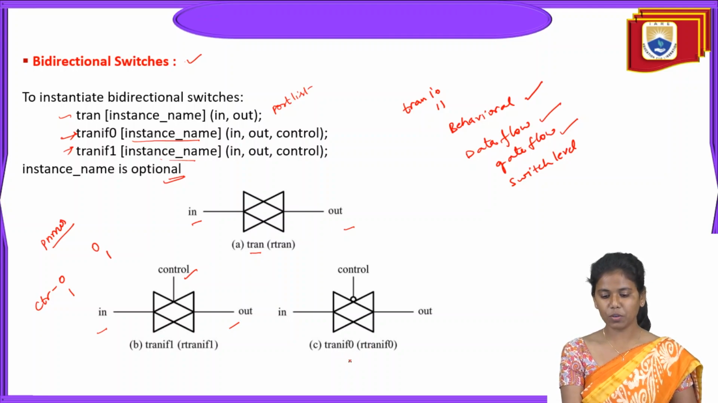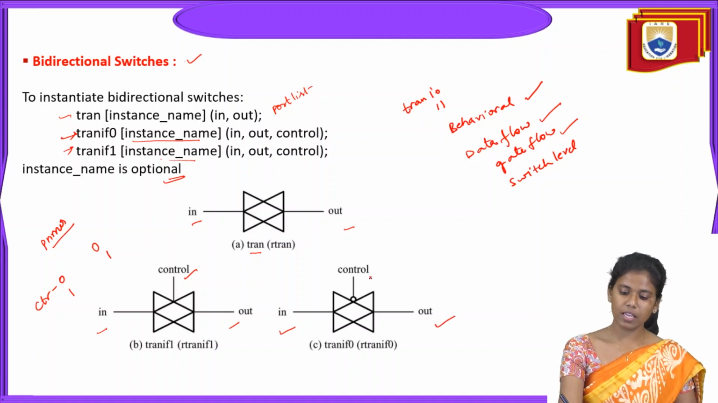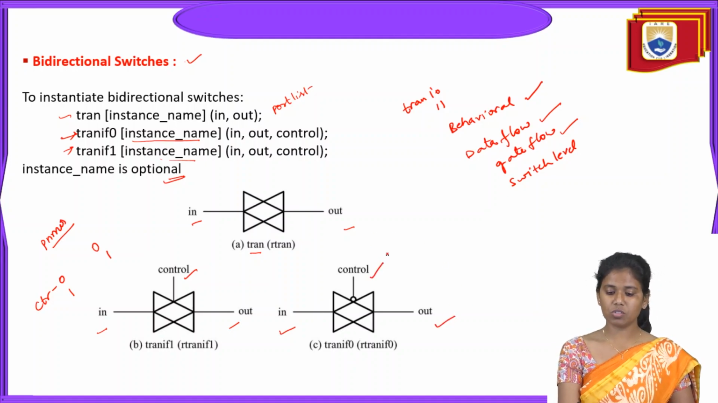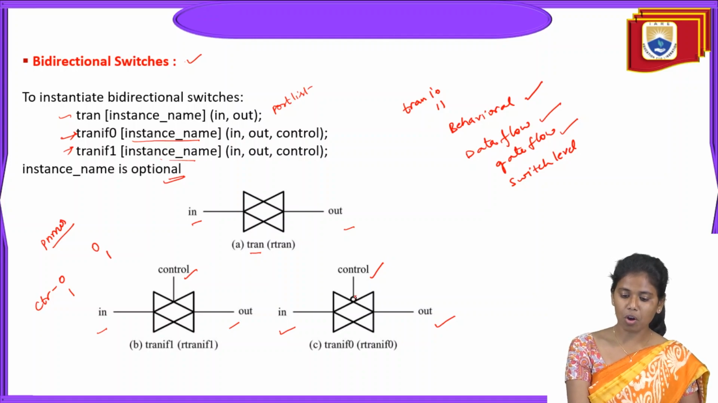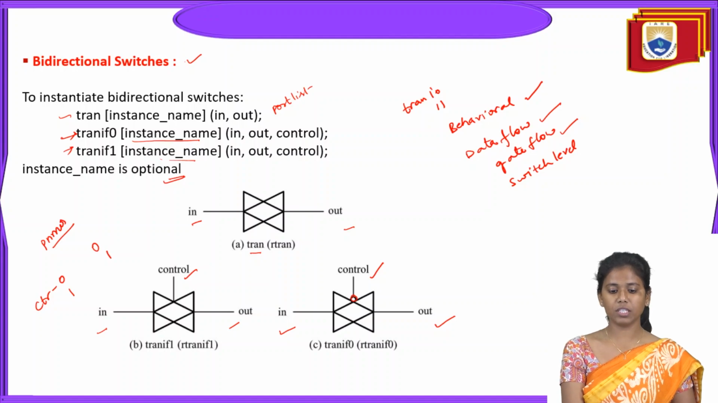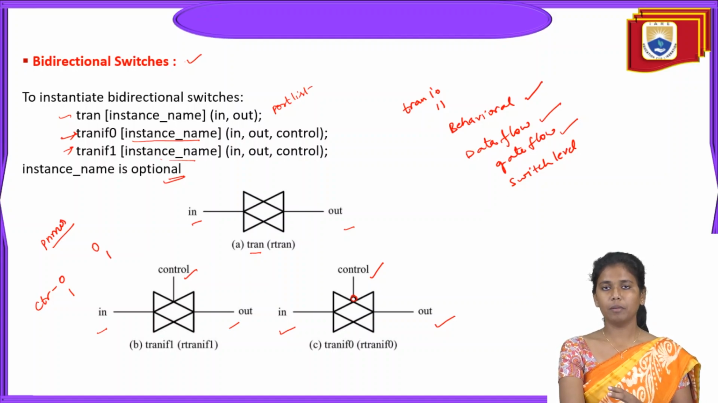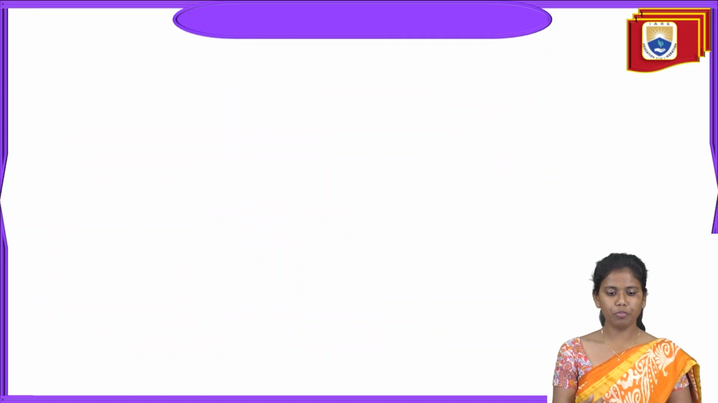So tran if 0 is nothing but we have input, output and the control. If you observe this tran if 0, there is a node. That's how we differentiate tran if 1 and tran if 0. So these are the basic bidirectional switches that we use most in Verilog. Okay, and then we move forward.